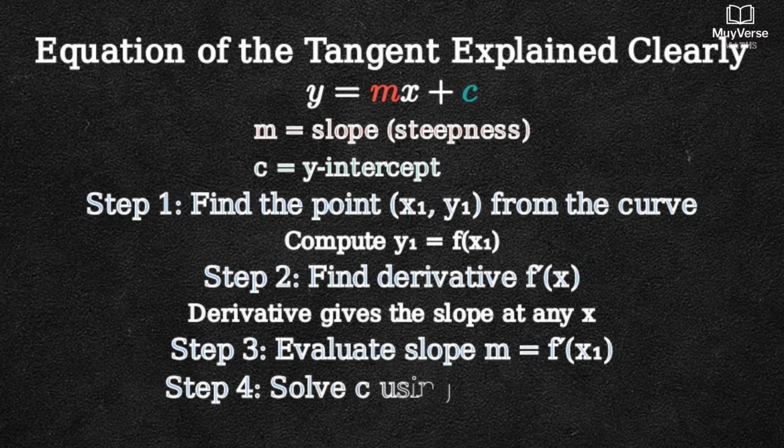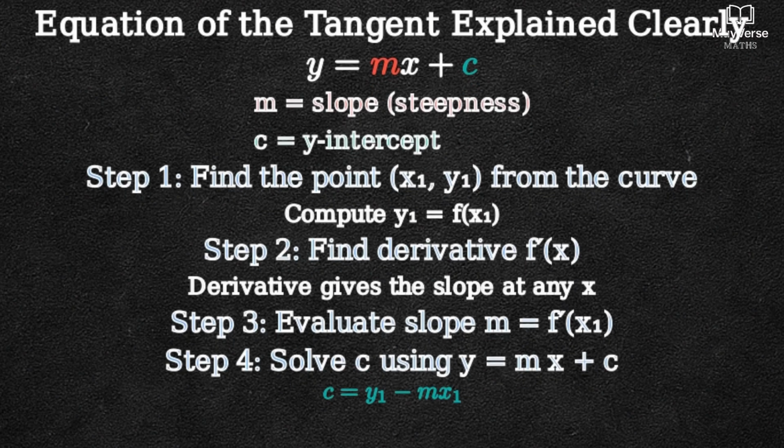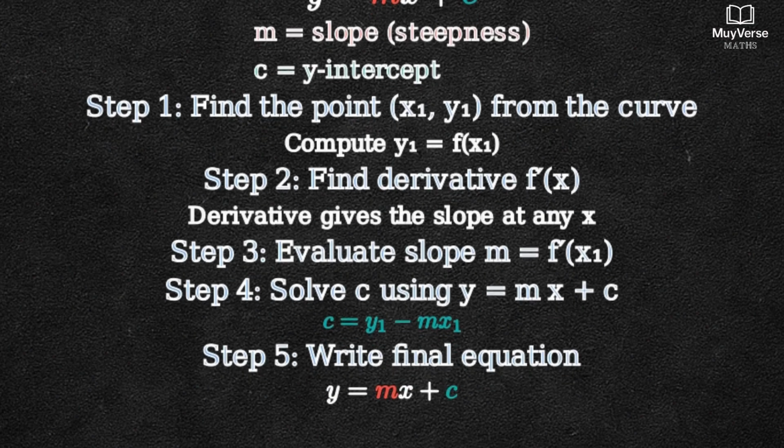Step 4. Solve for the intercept c using y equals mx plus c, which gives c equals y sub 1 minus m times x sub 1. Step 5. Write the final line, y equals mx plus c.